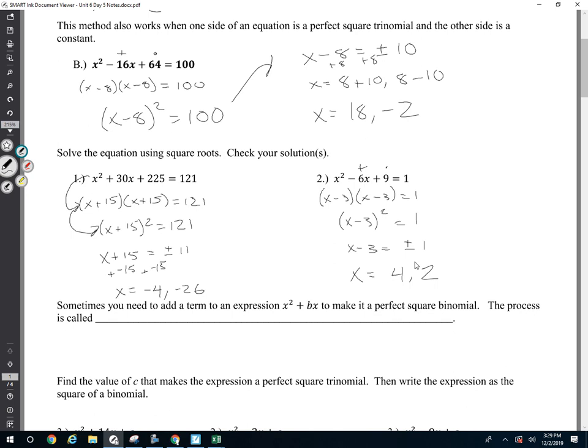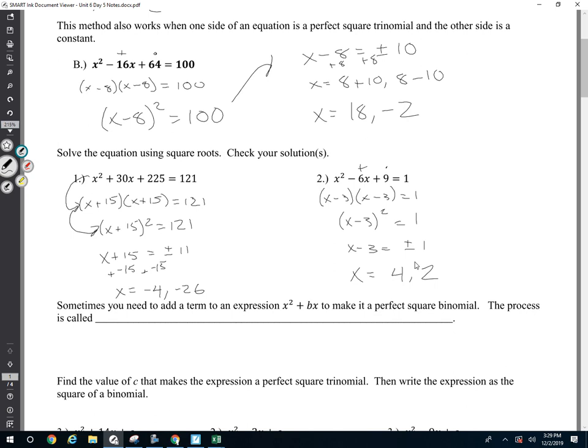Notice, these are easy ways to get answers. If I ended up subtracting the negative 121, we still would be able to factor, but it's actually very tough to find the two numbers that add to get 30 and multiply to get 225 minus 121. So this is a different way.